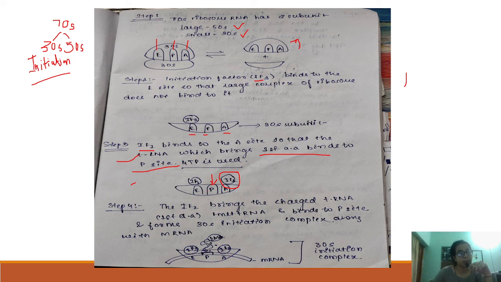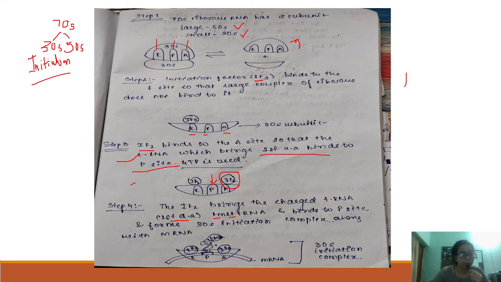Next, what happens? The IF2 brings the charged tRNA, that is the first amino acid, that is formylmethionine. Formylmethionine is the first amino acid in case of prokaryote. Only methionine is the amino acid in case of the eukaryote. Remember that. First amino acid is formylmethionine. Okay, F-methionine tRNA binds to the P site and forms the 30S initiation complex along with that of the mRNA.